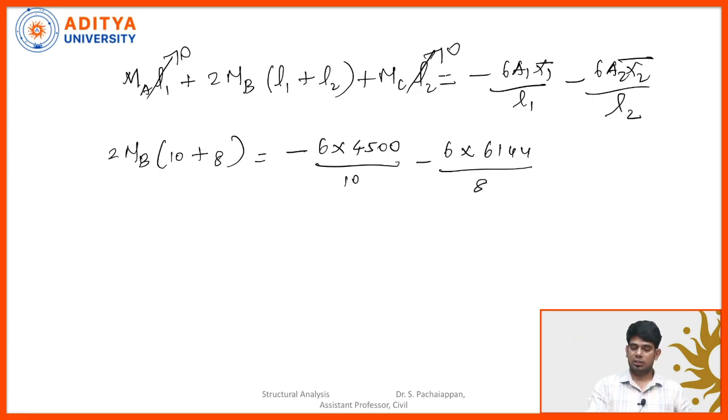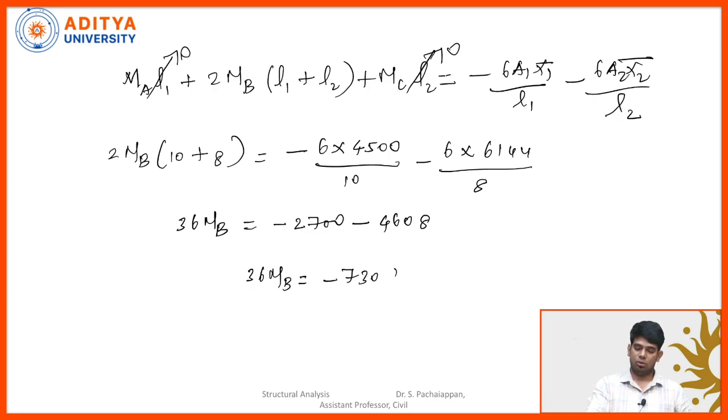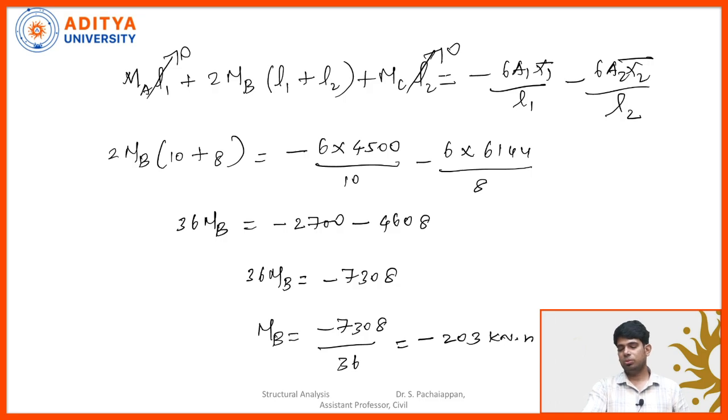Upon simplifying this, 10 plus 8, 18 multiplied by 2, 36 times of MB equal to, this value is minus 2700 and then this value is 4608. So, 36 MB equal to minus of 7308. So, MB, the final moment, is minus 7308 by 36, which is minus of 203 kilonewton meter.